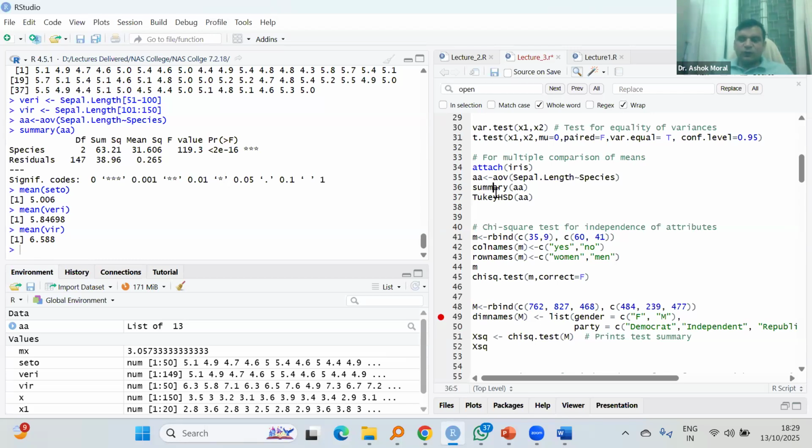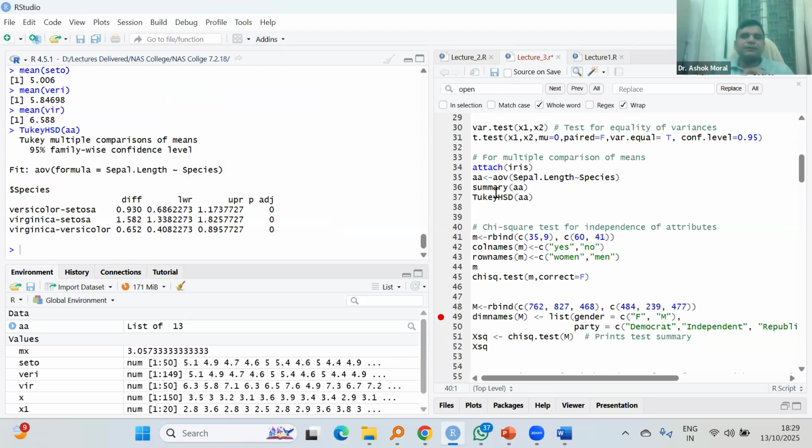So in that case we can go for the pairwise comparison. Pairwise comparison is for checking whether any two of the means are same.